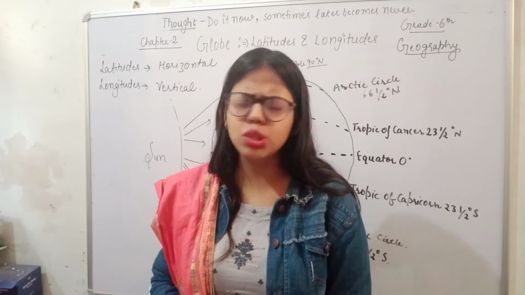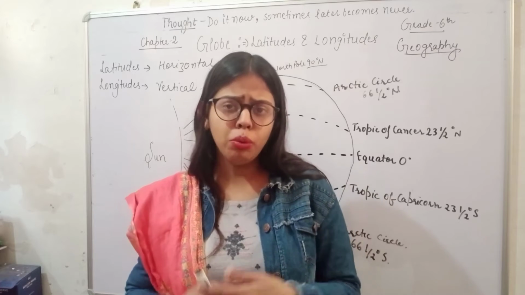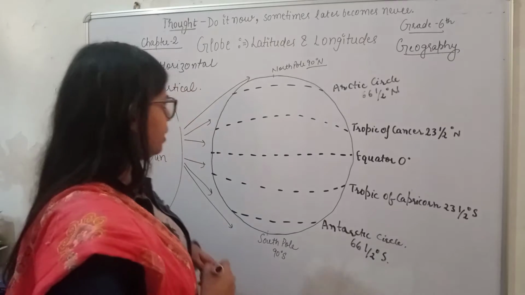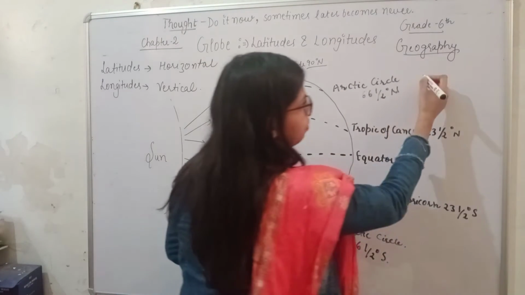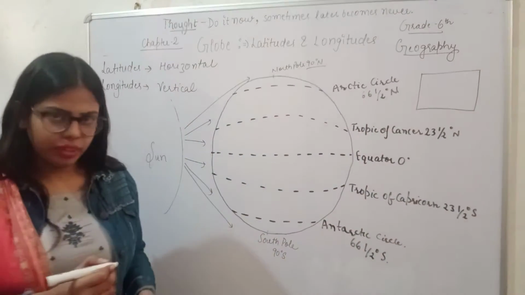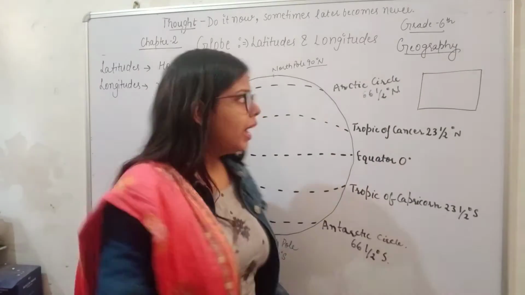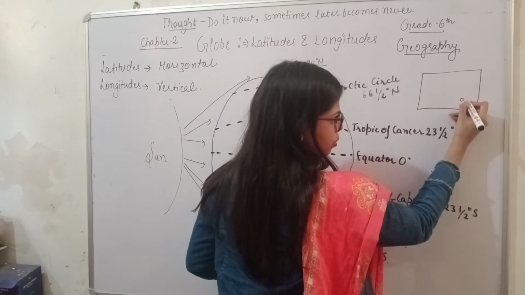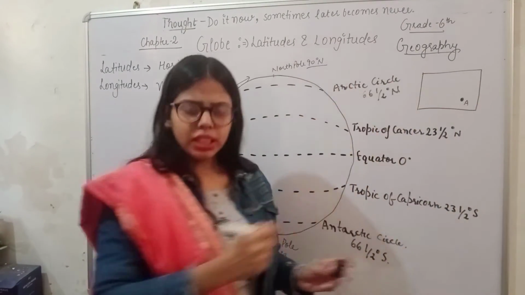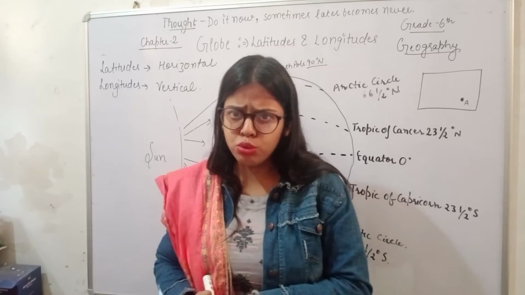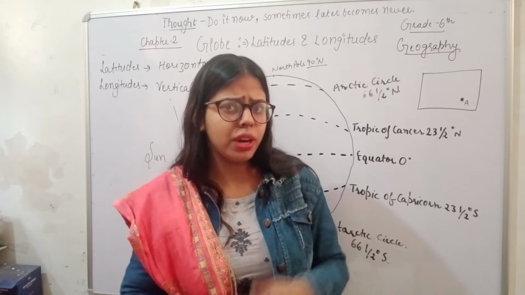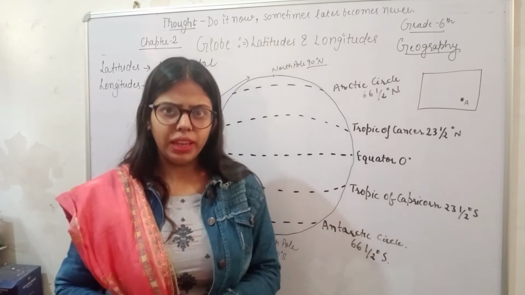Now the question arises, why are we using such imaginary lines? What is the meaning of those lines? The answer is, let me make it clear with the help of this. Suppose this is a locality, and here is my house, my beautiful house, which I denoted with A. Now my friend wants to come to my house, so I want to tell her the location of my house. How will I?